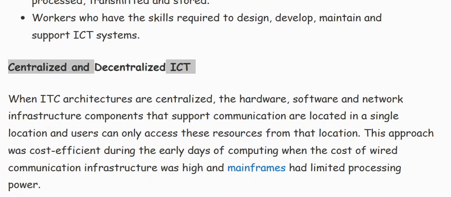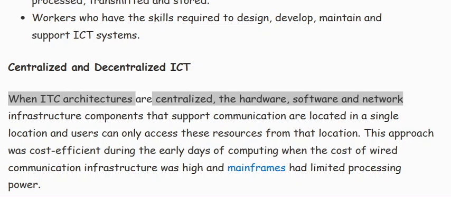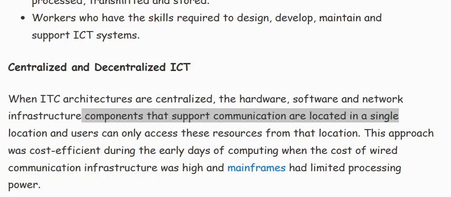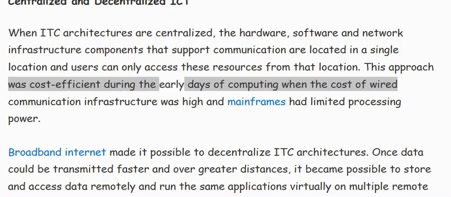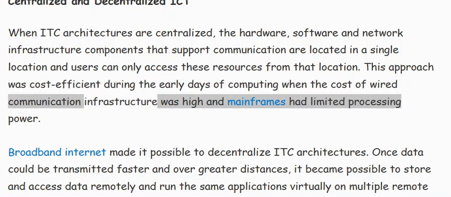Centralized and decentralized ICT. When ICT architectures are centralized, the hardware, software and network infrastructure components that support communication are located in a single location and users can only access these resources from that location. This approach was cost-efficient during the early days of computing when the cost of wired communication infrastructure was high and mainframes had limited processing power.